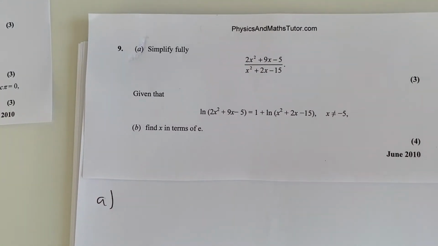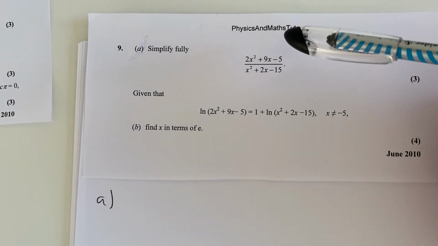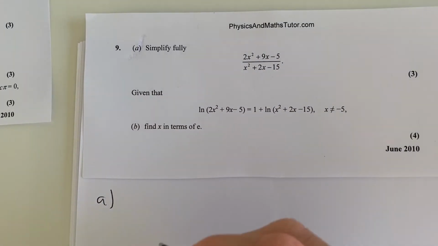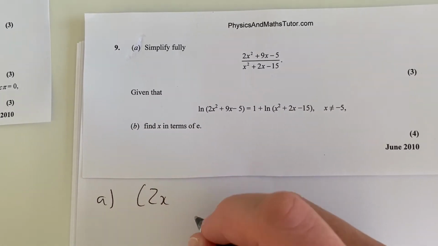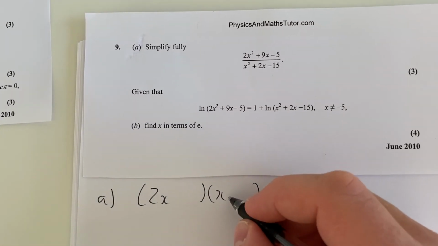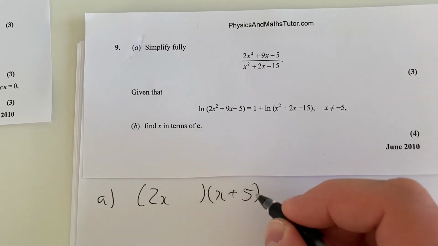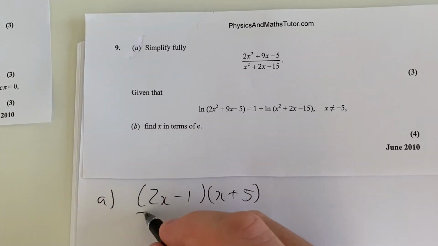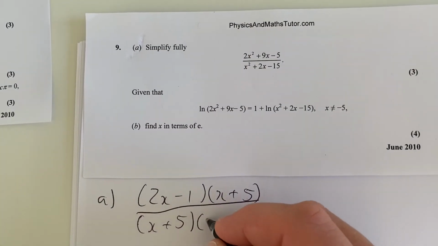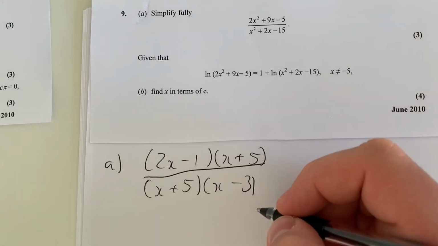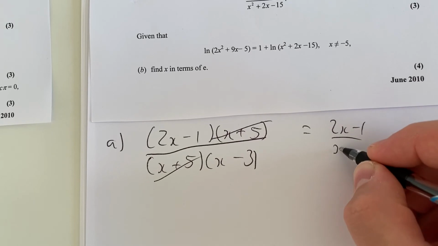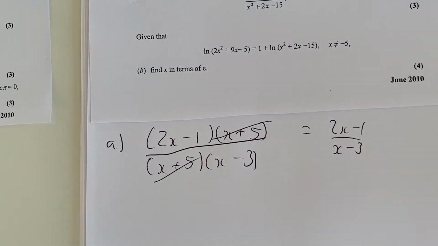So if you want to simplify fully, this goes back to GCSE skills, it will be a case of factorising these two quadratics. So the top, I'm not going to go through how to factorise at this point, but you'll have a 2x and an x, so that's going to be plus 5, that's going to be minus 1. And on the denominator, you will have an x plus 5 and an x minus 3. So that would cancel down to 2x minus 1 over x minus 3. Nice easy few marks, hopefully.